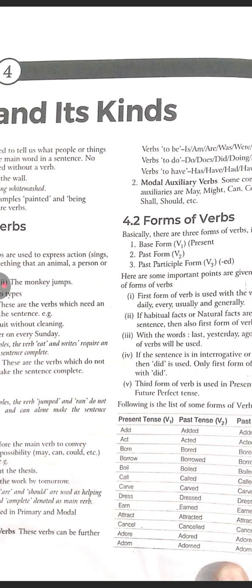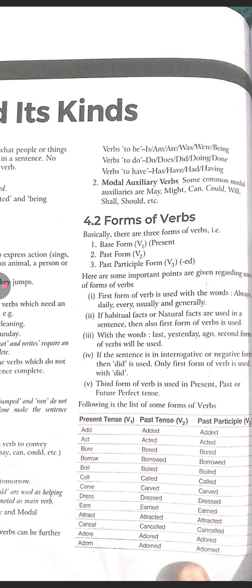Now we talk about the modal auxiliary verbs. Some common modal auxiliary verbs are may, might, can, could, will, shall, should. These are called modal auxiliary verbs.